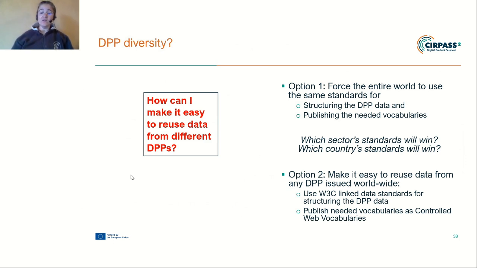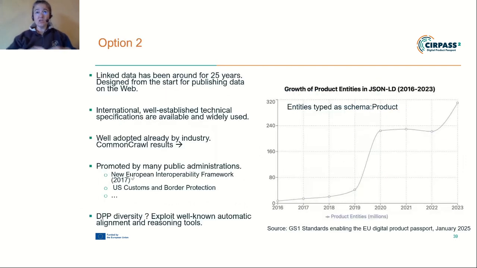Another option is to make it easy to reuse data from any DPP issued worldwide. And here you use W3C linked data standards for structuring the data, and you publish the needed vocabularies as controlled web vocabularies that any stakeholder can control because they control the domain name for each term of their vocabulary. So I defend option two, I think pretty obviously.